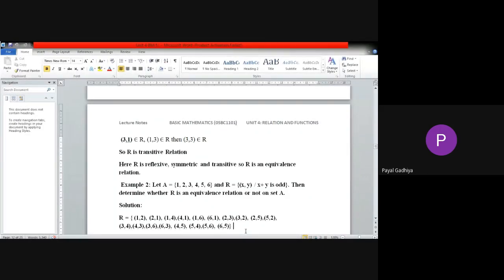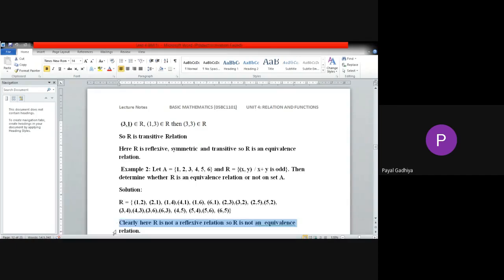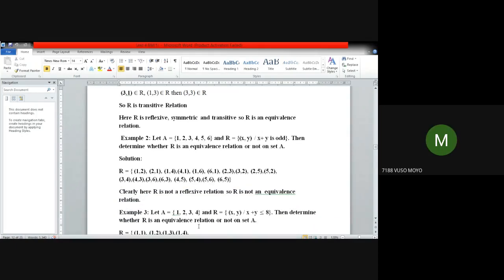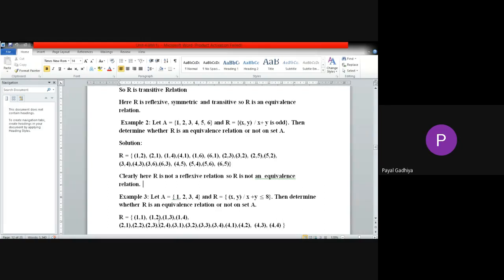Is it reflexive or not? It is transitive but not reflexive. So this is not an equivalence relation, right? For it to be reflexive, it should have elements of the form (1, 1), (2, 2), (3, 3) in R, but there is no element like (a, a) in this relation. So clearly, R is not reflexive, therefore it is not an equivalence relation.